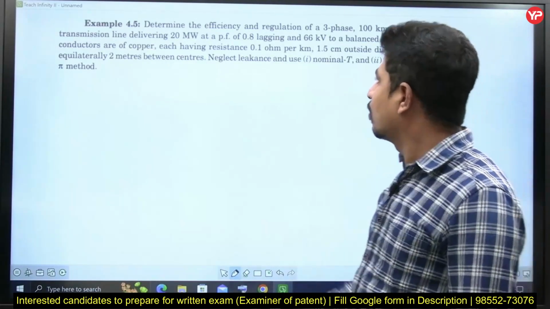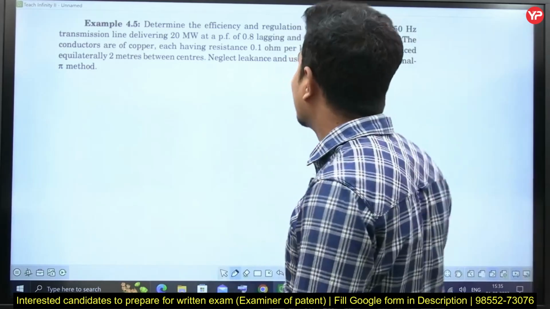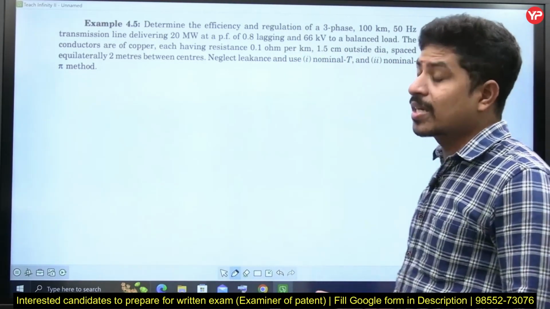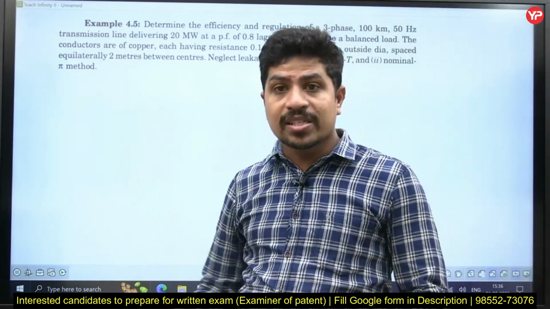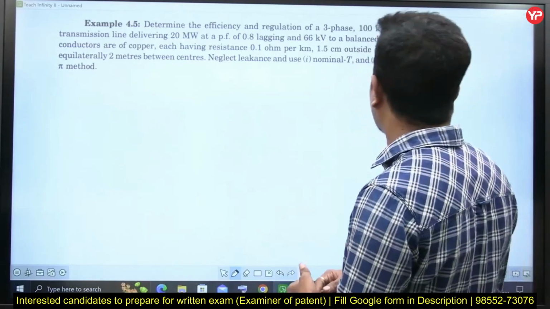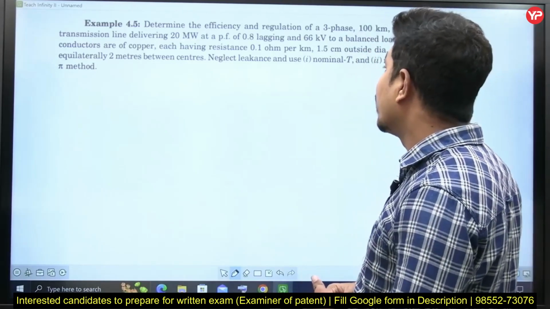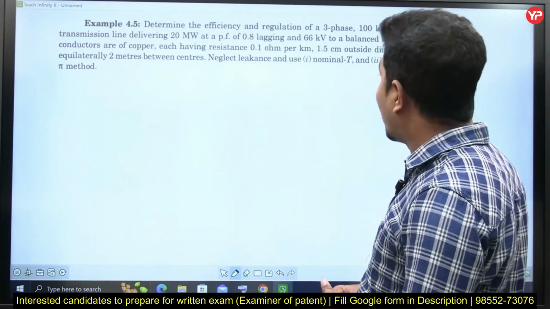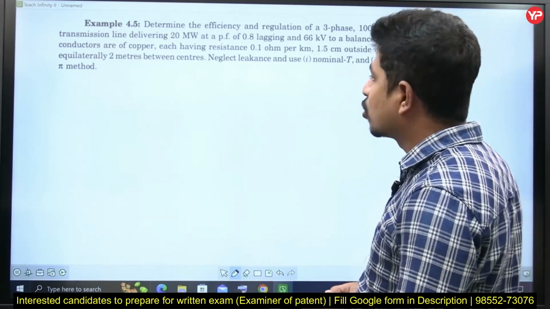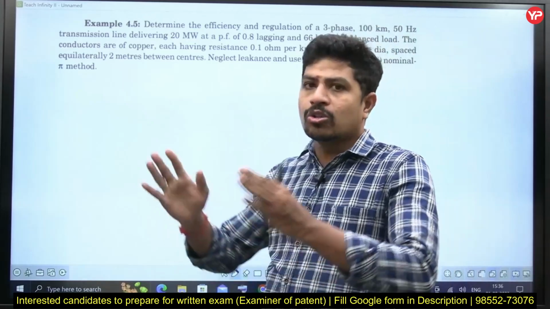Yeah, this is also one of the good questions. What is it saying? Determine the efficiency and regulation of a, see, this question is asking us to find both efficiency and regulation. Determine the efficiency and regulation of a 3-phase 100 km 50 Hz transmission line delivering 20 megawatt at a power factor of 0.8 lagging and 66 kV to a balanced load. He has given the complete load story.